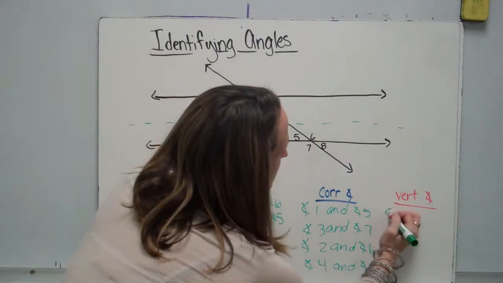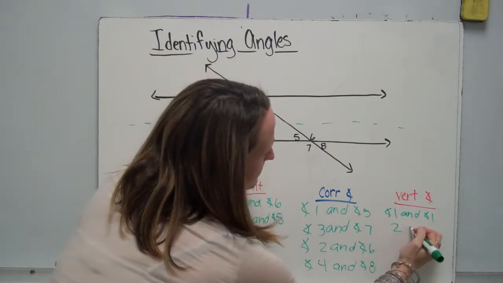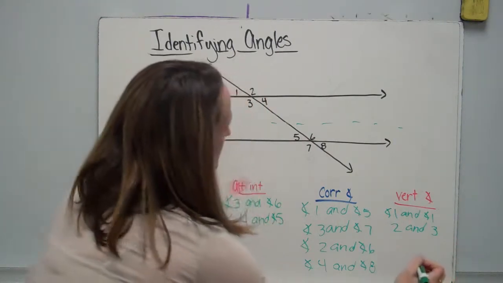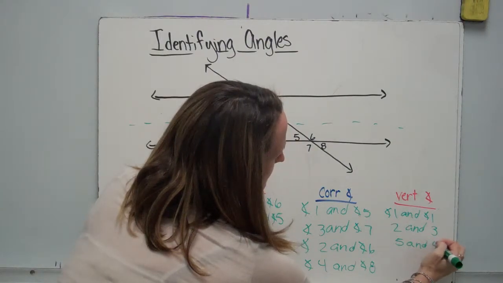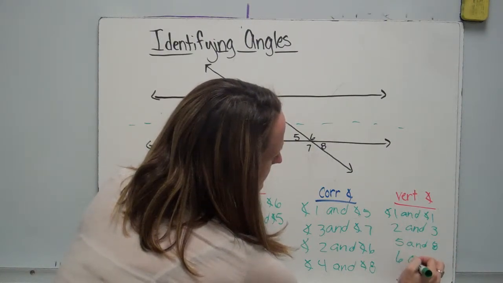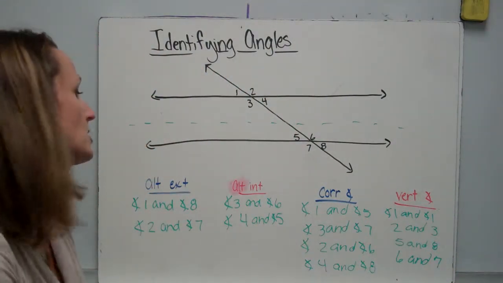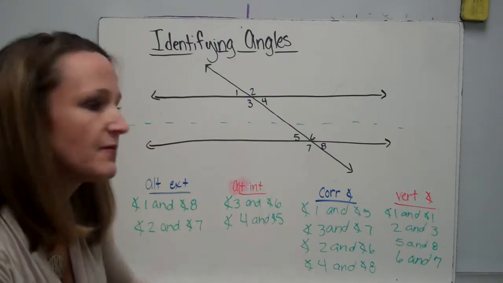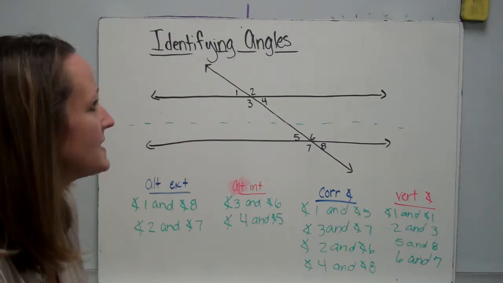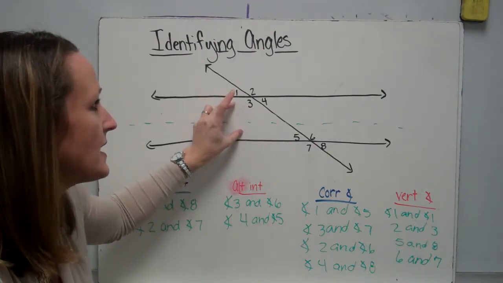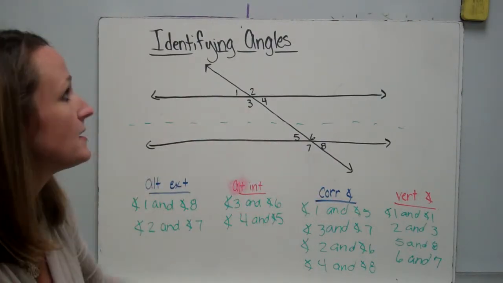What about vertical? 1 and 4, remember vertical are the kissing. 2 and 3. 5 and 8. And 6 and 7. And again, vertical angles are also congruent. So we have all these different types of angle relationships that we can determine looking at this. The only one I didn't identify is same side interior. So like 3 and 5, same side interior. And remember, unlike all of these, which are all congruent, these would be supplementary.